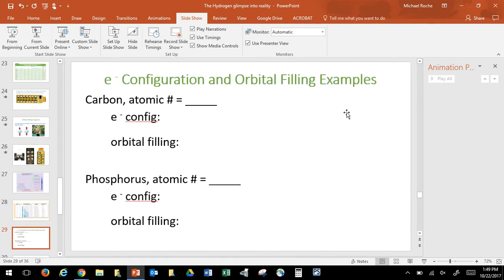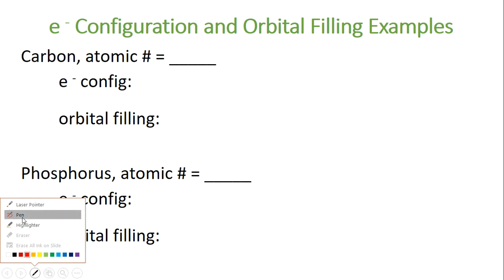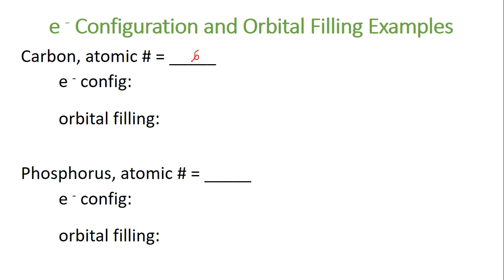All right. This was not well thought out, but here we go. So there's 6 of these bad boys. 6 of these, and it's 1s2, 2s2, and then 2p2. All right. Sorry about that, kids.